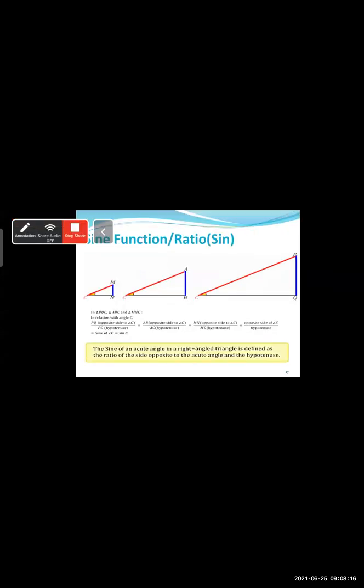Now here we find trigonometric ratios. There are 6. First we derive 3 ratios and then their 3 reciprocals, that is a total of 6. One by one we discuss how we find all the trigonometric ratios. The first one is the sine function, also called the sine ratio.